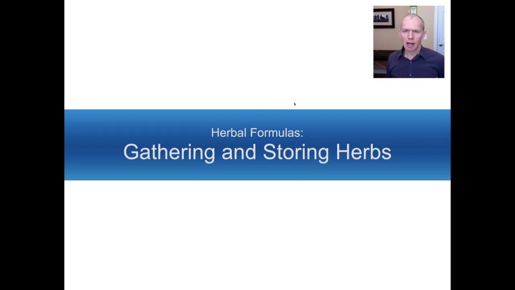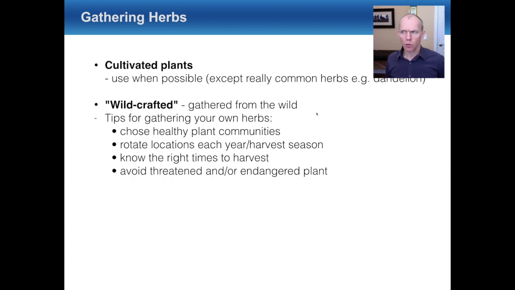Now, talking about gathering and storing herbs, there's lots of herbs that grow wild that you can easily access, or you can grow certain ones yourself. There are two main types of sources of plants. There's cultivated plants, which means that it's farmed or it's grown in a garden. And this is probably a better way to get a lot of things. Like, for example, ginseng is not a herb that you want to necessarily wildcraft. You want to have it grown because it's an endangered plant.